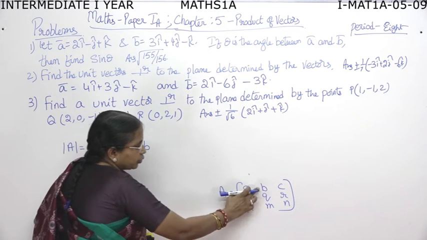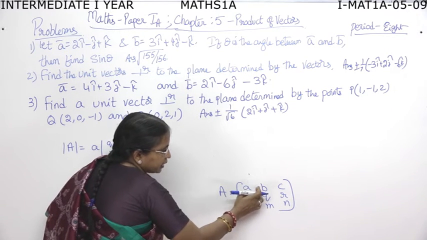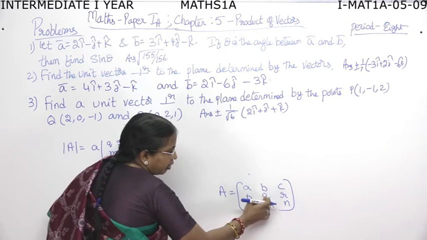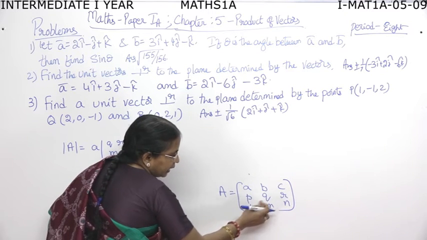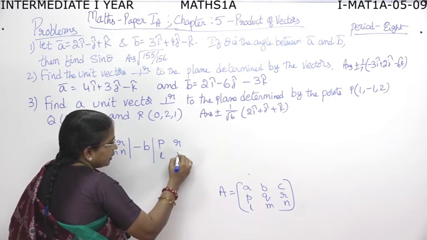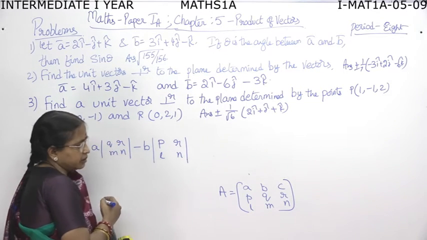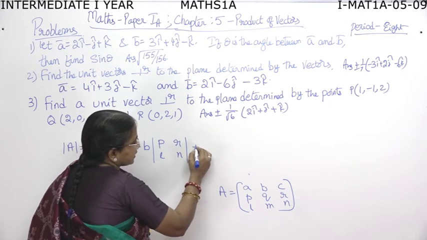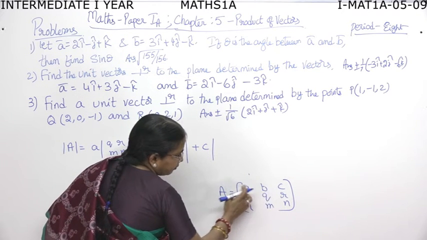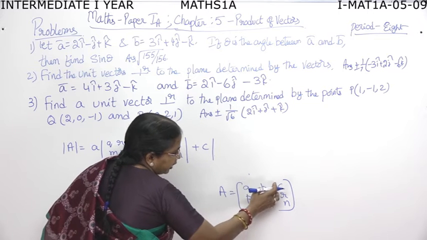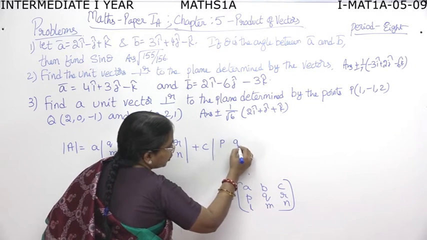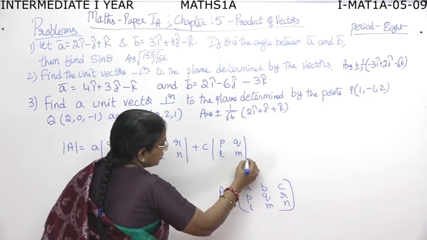Okay, minus B into, delete the row and column. B is in the second column. So delete this row and column. What is left? PLRN. So write PLRN, the determinant of this. And then the third one is again plus C into, delete the row and column containing C. Delete this row and this column. What is left? PQLM. So like this you should write.